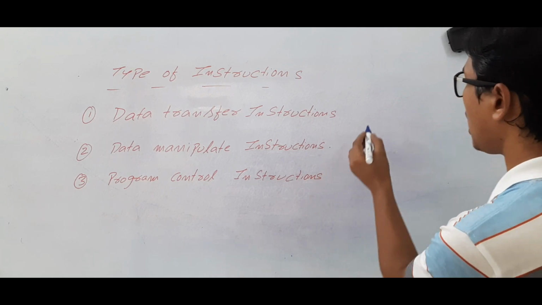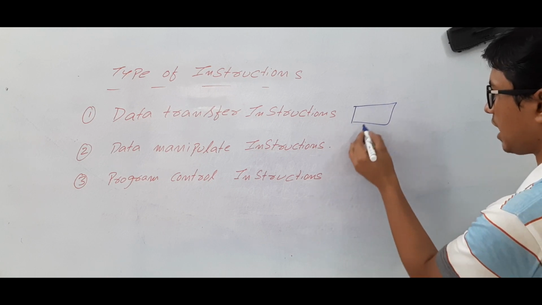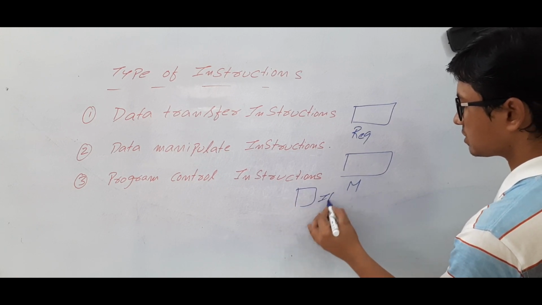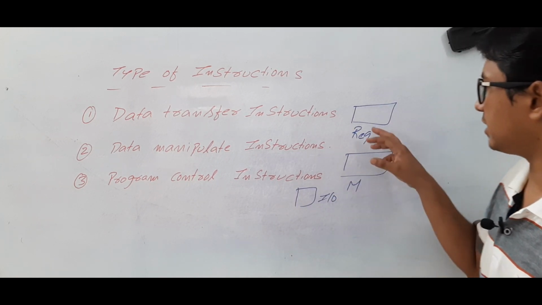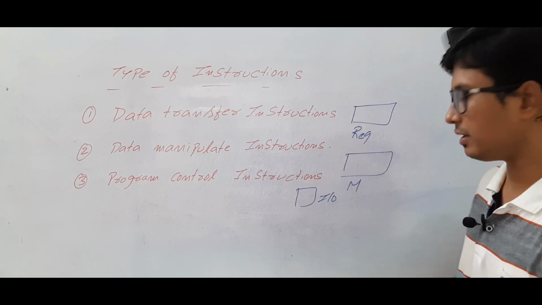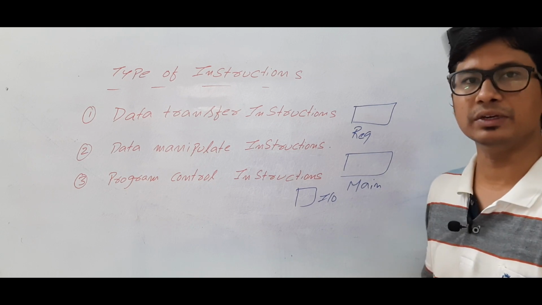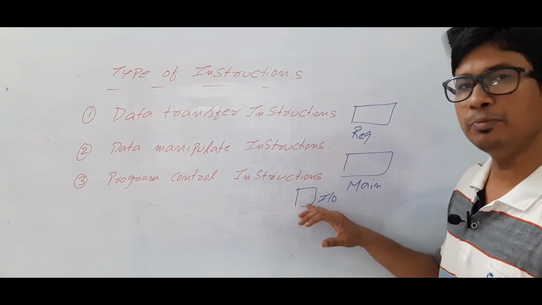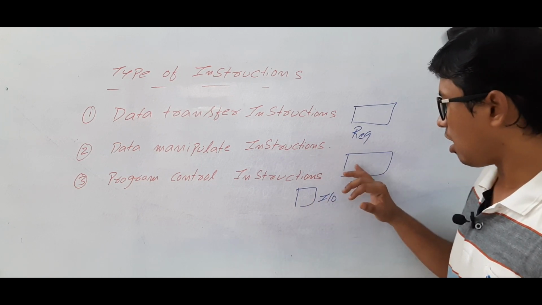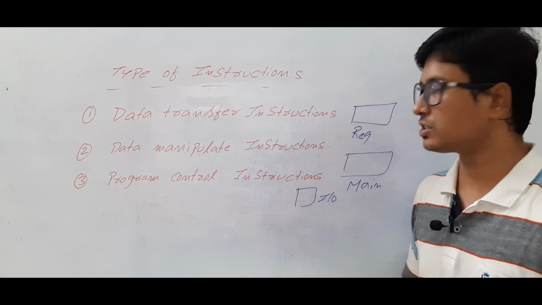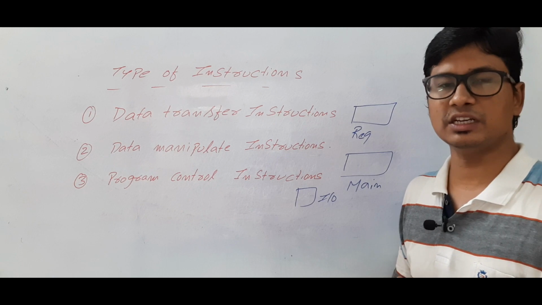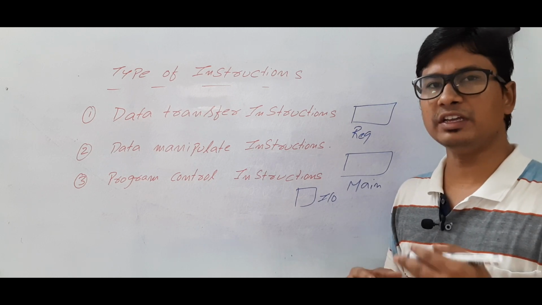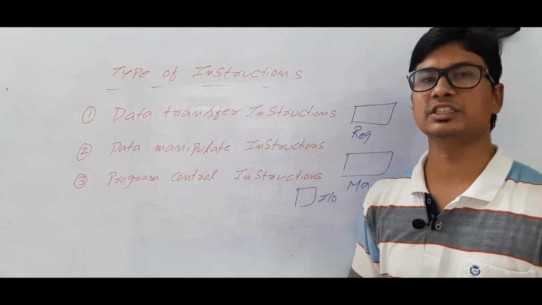Let's take that we have registers, we have a memory, and we have input output devices. In a computer we will have registers, main memory, and IO devices. Now the data should be transferred from one location to another. Am I right? From an input device to memory, or from the memory to the output device, or from main memory to registers, or from registers to main memory. So for various transfer operations, these data transfer instructions will be useful.